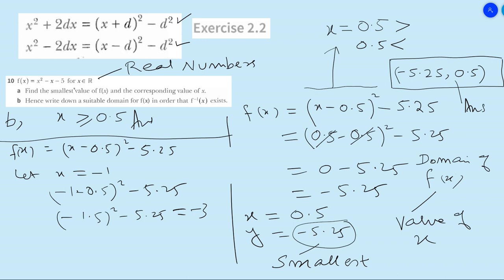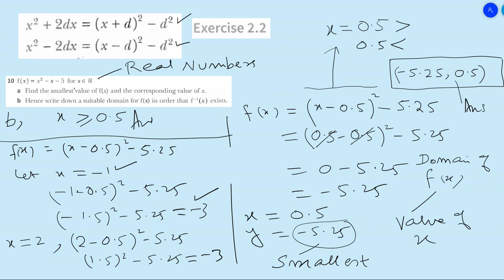If I put the value of x instead of minus 1, for example, 2, so (2 minus 0.5) whole squared minus 5.25, so it will be 1.5 squared minus 5.25, which is equal to minus 3 again. So at x equal to minus 1, I will get minus 3, and at x equal to 2, I will get minus 3 again.